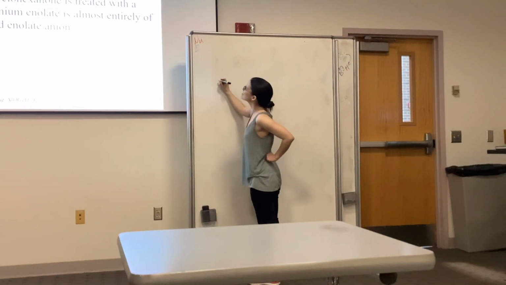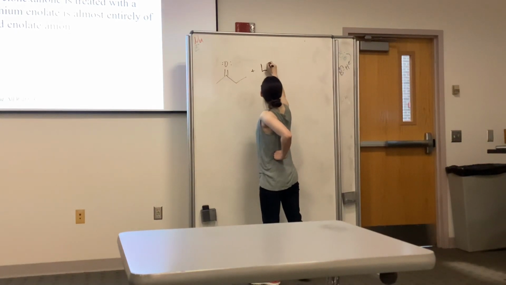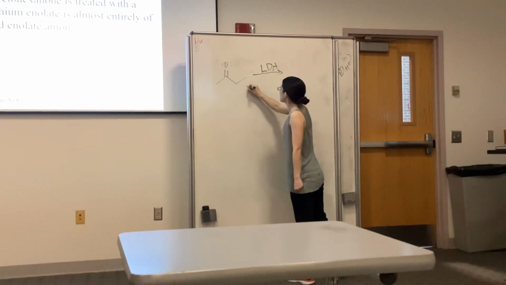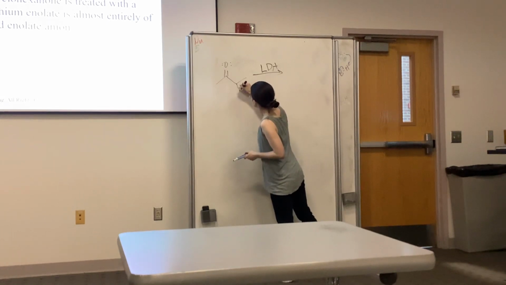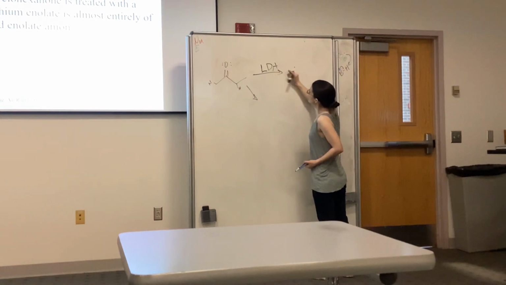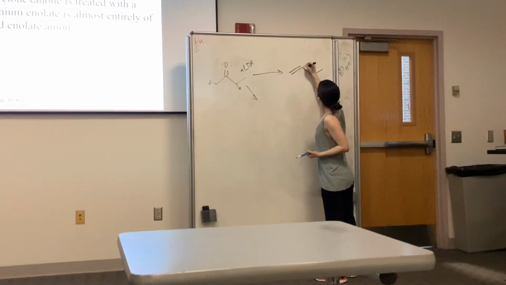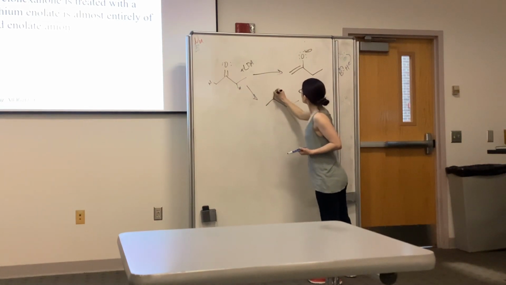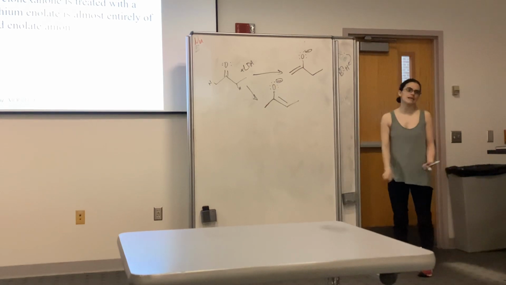All right, so if I have, let's just do this, really easy, that plus LDA. What am I going to get? Well, I could deprotonate here or here. So I could get this, and I can also get that. Which one is more thermodynamically stable?